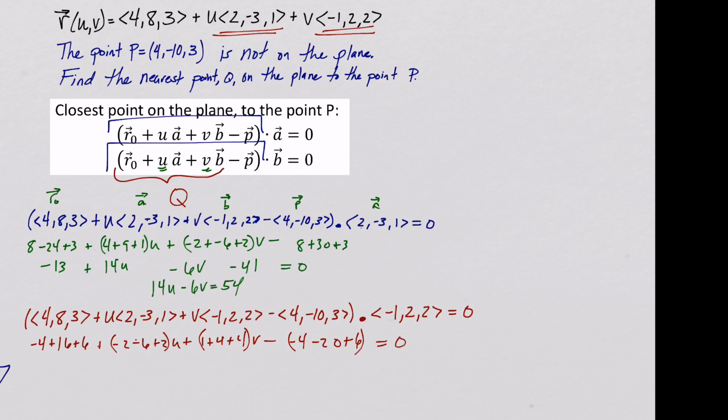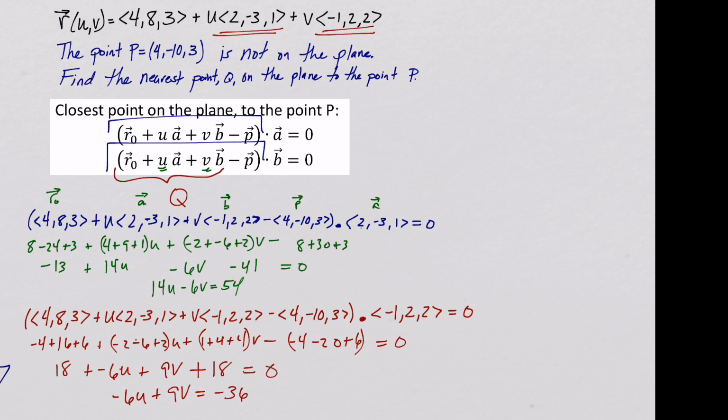So we are going to go ahead and consolidate here, and I've got 18 plus, what is that, minus 6v, or minus 6u rather, plus 9v, minus, so that's going to be negative 18, so plus 18 equals 0. And so we'll go ahead and simplify this one final time and just rewrite it so it says negative 6u plus 9v equals negative 36.